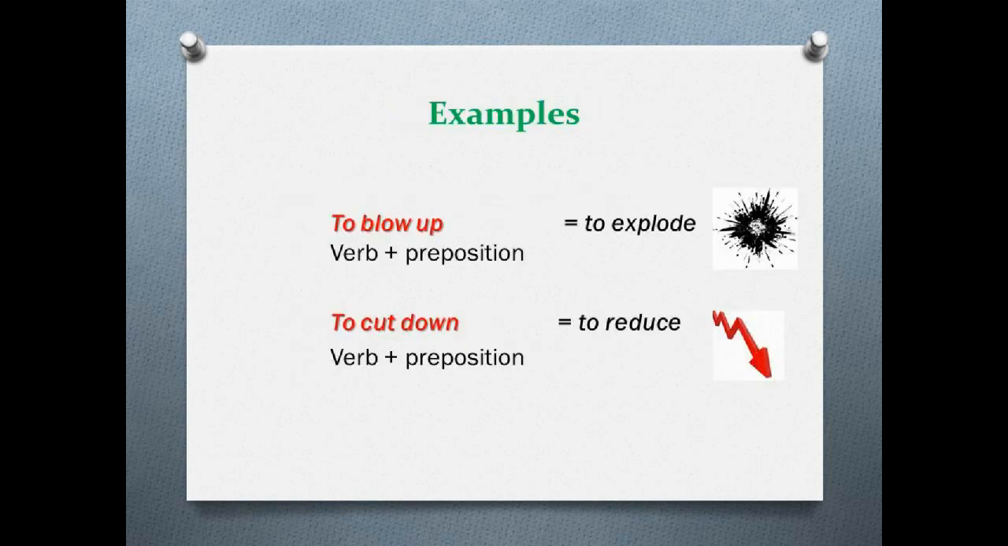Okay, I've given you two examples. We have to blow up. That's our verb, to blow, our preposition is up, and the formal equivalent of this word is to explode. That's what it means. You don't need any other explanation apart from that. To cut down, to cut is our verb, down the preposition, and the formal meaning is to reduce.